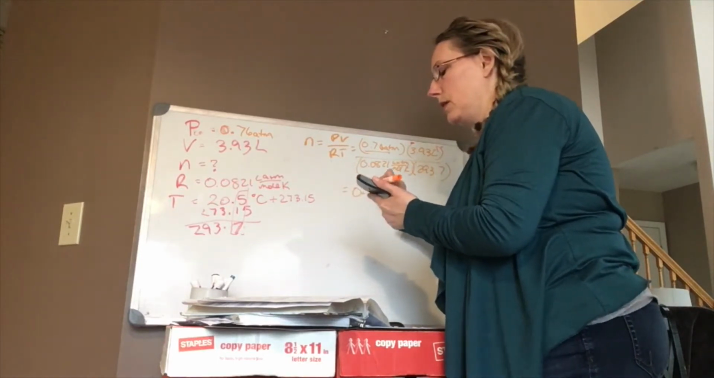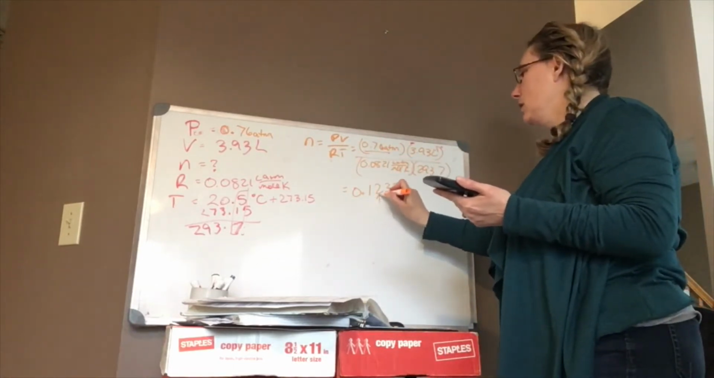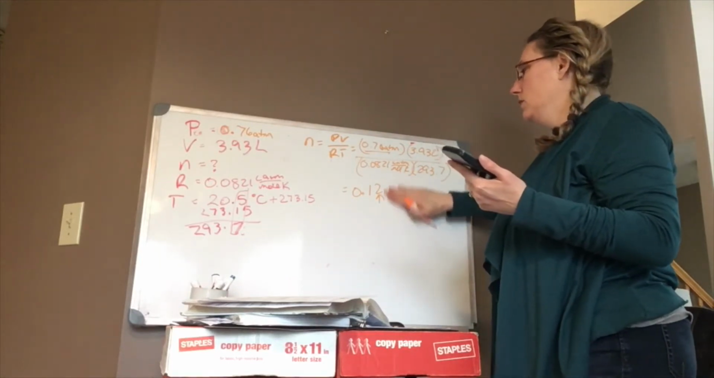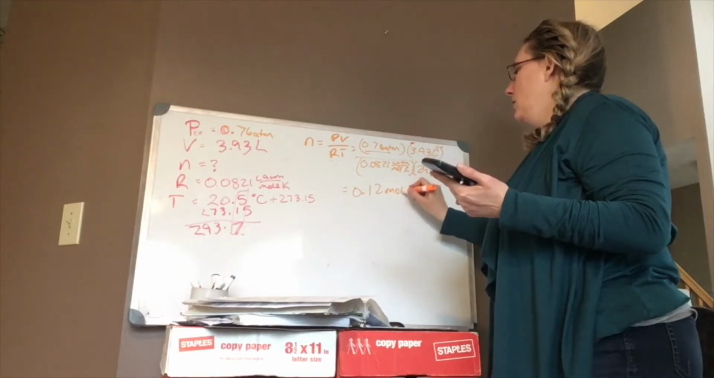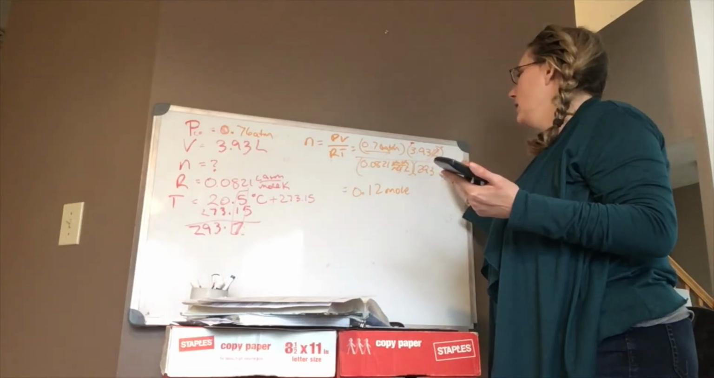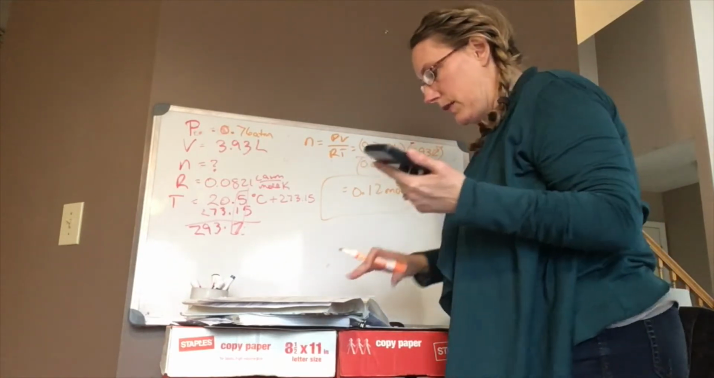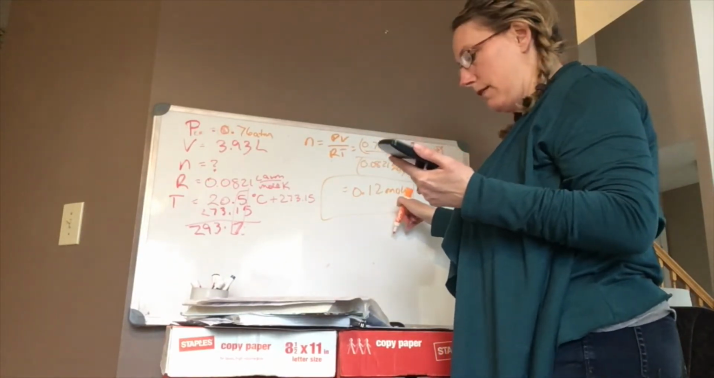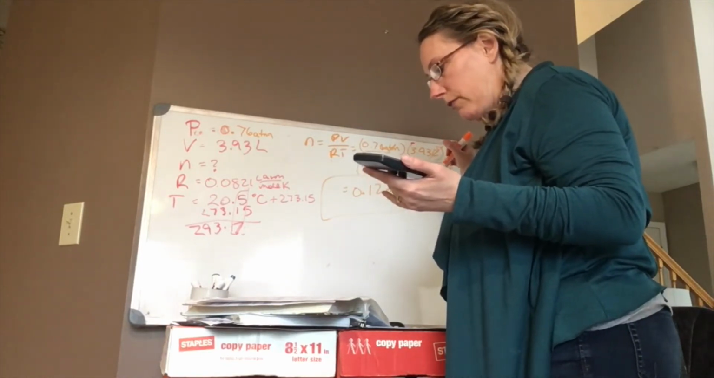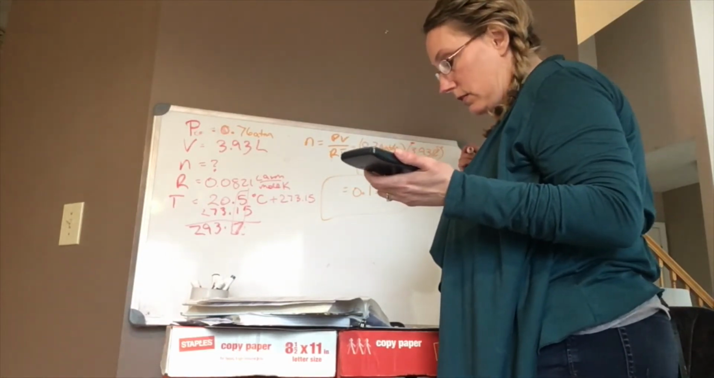Equals 0.123869. I only get 2 significant digits, so I look at the next digit: 0, 1, 2, 3, 4 rounds down. My unit is mole because liter cancels, atmosphere cancels, Kelvin cancels, and my mole flips up. Okay, so I have that many moles of acetic acid. For every mole of carbon dioxide came 1 mole of acetic acid. So how many moles of acetic acid did you get? Well, you have to convert.